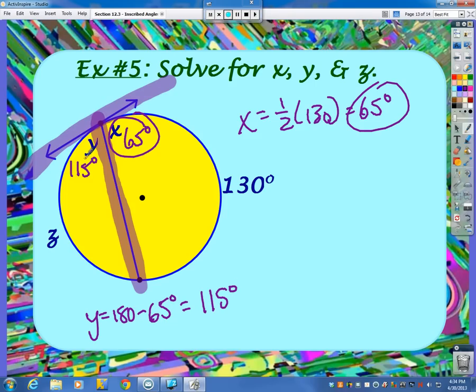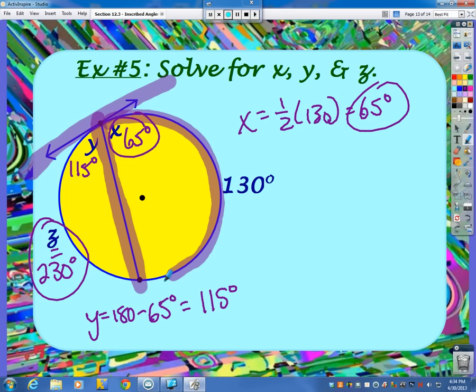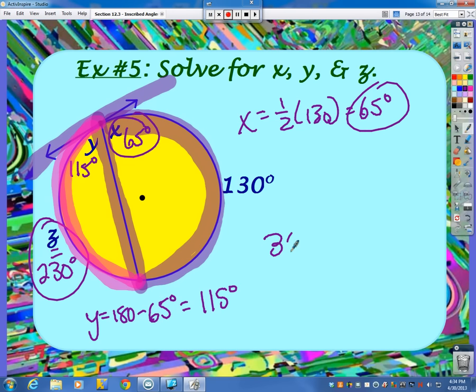And then I could say, all right, well, if I know the angle's 115, the arc's going to be double that. It's 230. And another way to look at it would be, there's only two arcs in this problem. There's this arc, which is 130 degrees, and there's this arc over here, which is unknown. Together, they must equal 360, so we could have also taken 360 minus 130 to get 230 for the z.